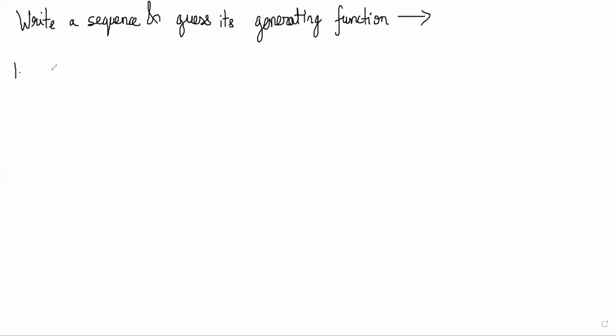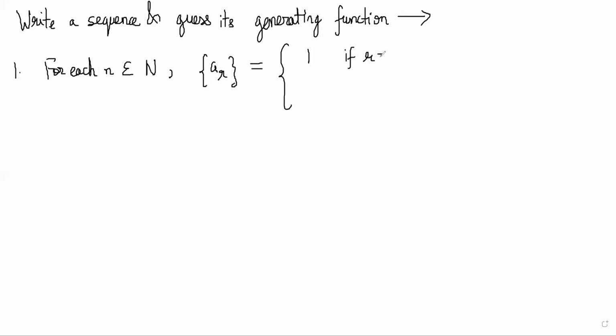So the first sequence that we'll look at is, for each n belonging to natural numbers, let the sequence be defined as this. Sequence a_r is such that a_r is equal to 1 if r is equal to n, 0 otherwise.